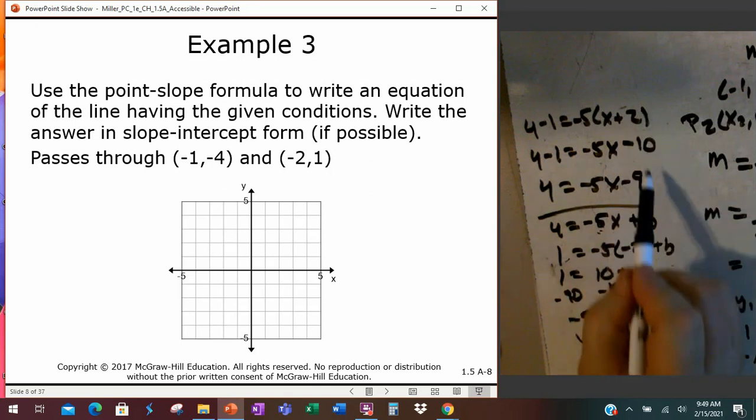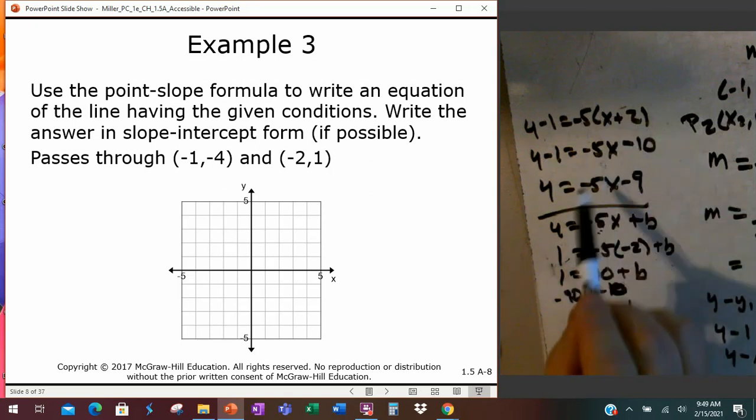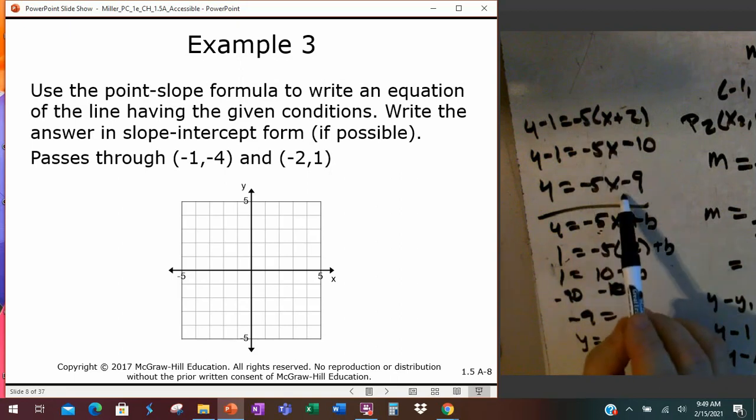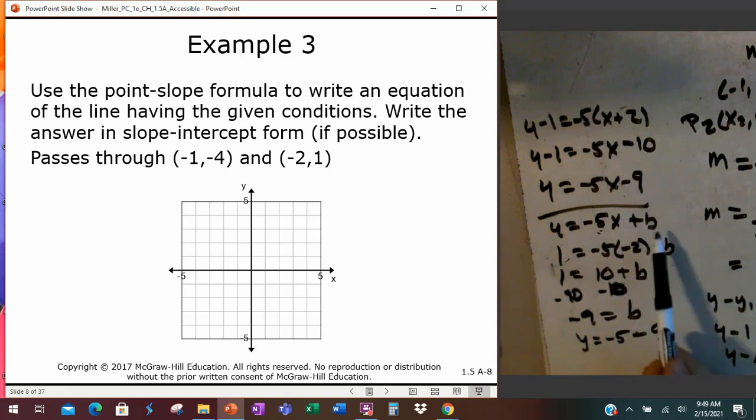So this method was through the point slope, doing distribute and continuing out. And here, I knew what the slope was. So from the slope, I know that I wanted the slope-intercept. I don't know what the intercept is. I just solve for the intercept and then rewrite it. Okay.